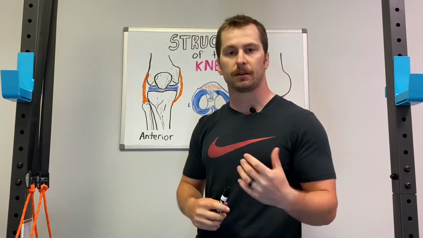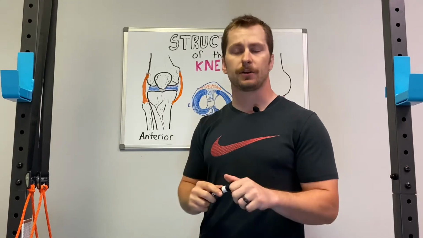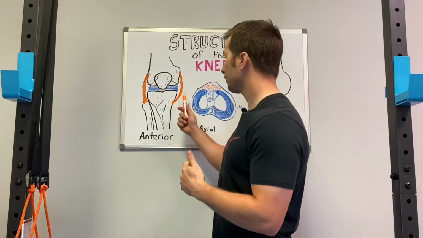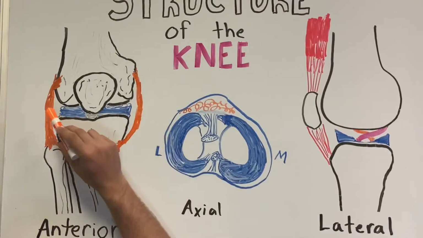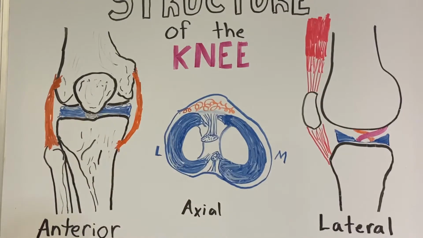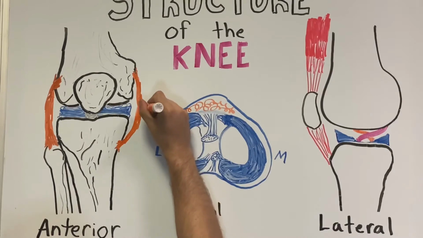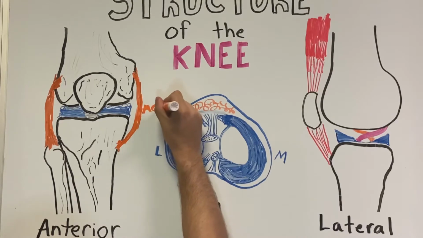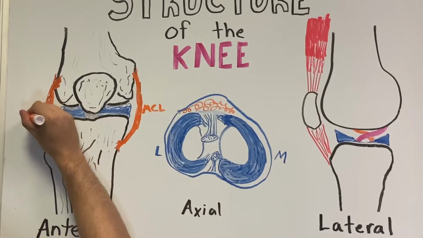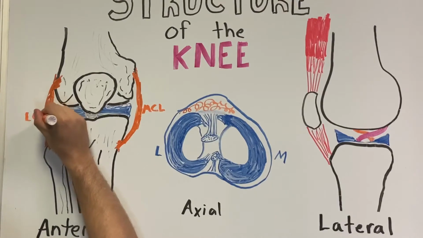Now let's take a look at some of the soft tissues of the knee, like the ligaments and the menisci, and understand how those are important for the knee joint. So we're going to start by looking at the medial and lateral collateral ligaments. Okay, so on the medial side we have the MCL, or the medial collateral ligament, and on the lateral side we have the LCL, or the lateral collateral ligament.